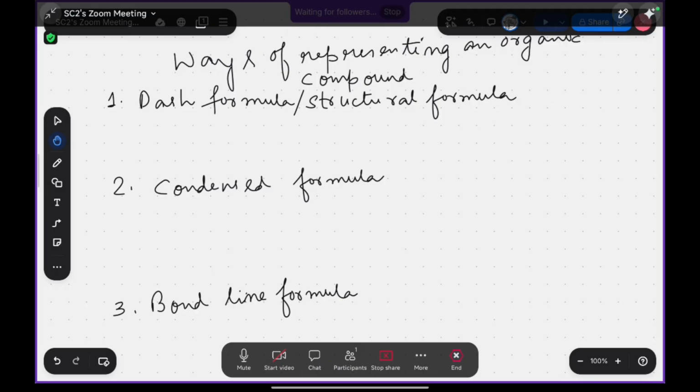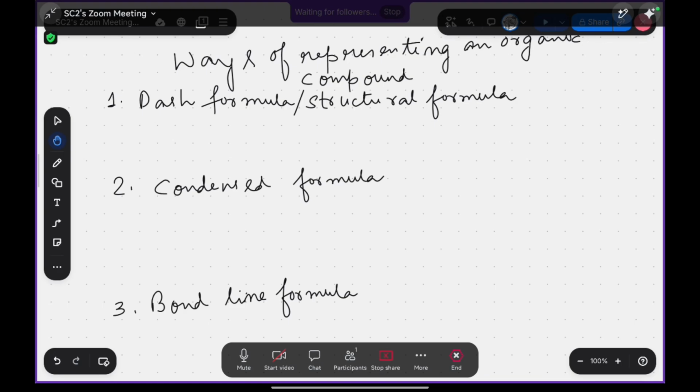Today I am here with an entirely new topic of organic chemistry. My main target is to teach you the nomenclatures, but before that you need to know some representations. There are three ways by which you can represent an organic compound, two of which you have already read till your class 10. Now, how to write the dash formula?